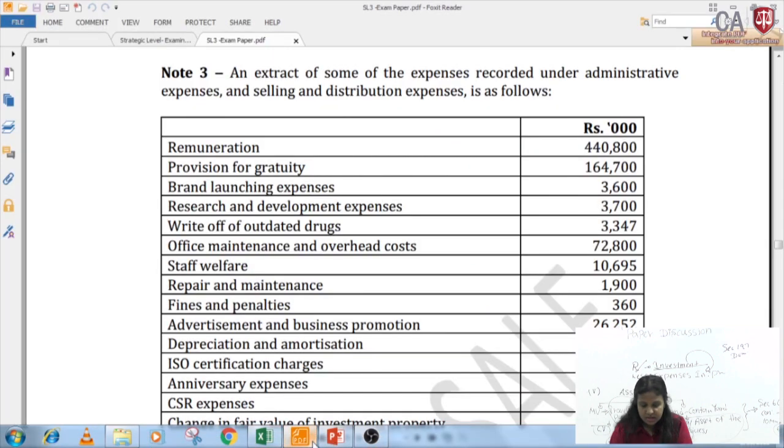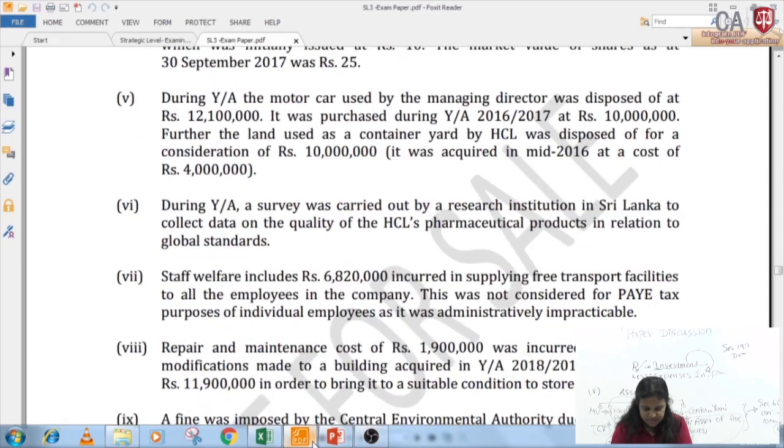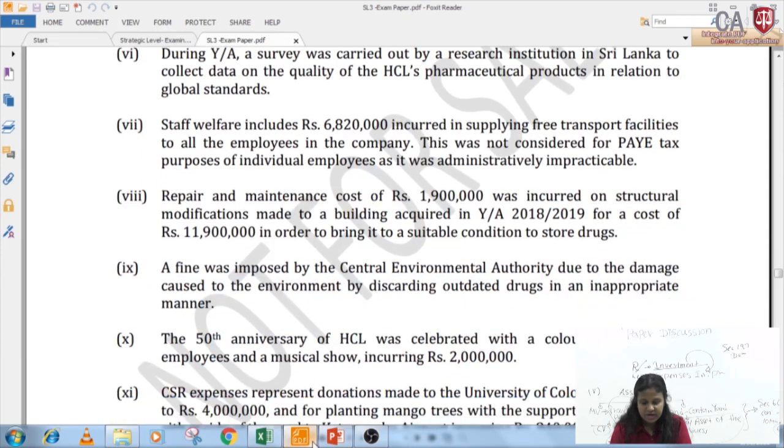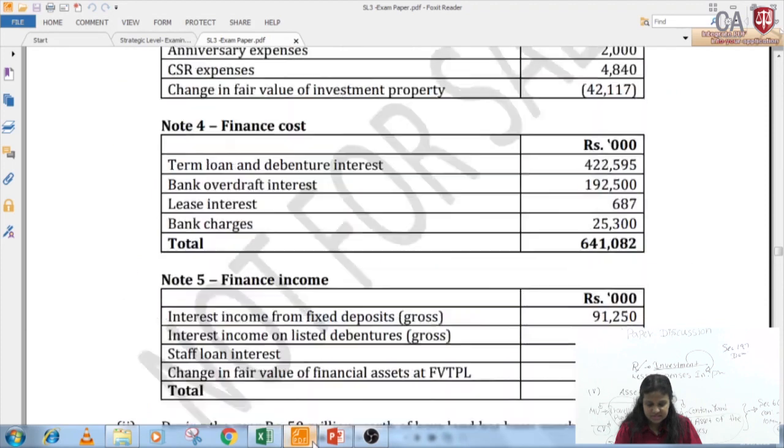Then the next adjustment, which is a fine imposed by the Central Environmental Authority, which is a government body, due to the damage caused to the environment by discarding outdated drugs in an inappropriate manner. For destroying the drugs in an inappropriate manner, there is a fine. Under section 10 subsection 1b Roman 3, this is a fine for the government. Anyway, this is disallowable. What is the amount?